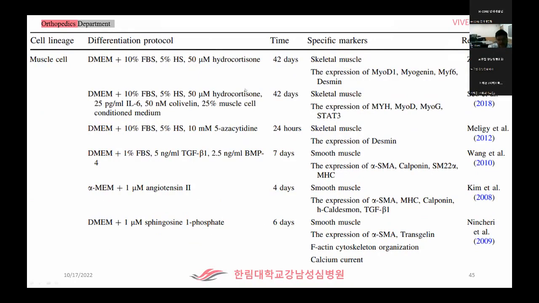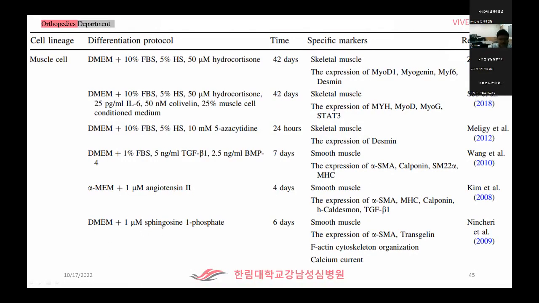hydrocortisone is a key ingredient in the protocol for making skeletal muscle. And in another protocol they found that azacitidine is very important. However, BMP is also found very crucial along with TGF beta for smooth muscle production. If you provide alpha MEM instead of DMEM along with angiostatin, it has been found that smooth muscle production is higher within 4 days.